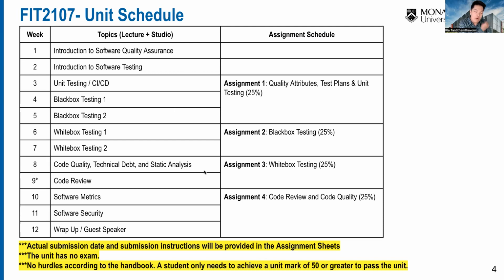So this unit, we will go through the unit over the 12 weeks during this semester. This is the structure of the unit that I designed. To be honest, in the past few years, the content and the structure are quite similar. But this year we try to modernize the content compared to the previous years as well. So these are the topics over the 12 weeks. First week we will go through what is the software quality assurance. What do we need to know about the quality attributes? And then in week 2, we'll talk about the introduction to software testing.